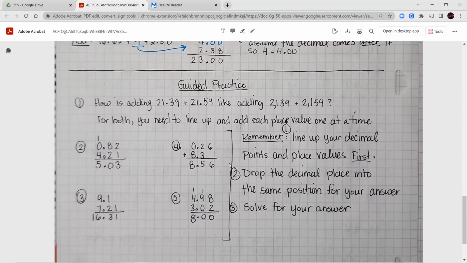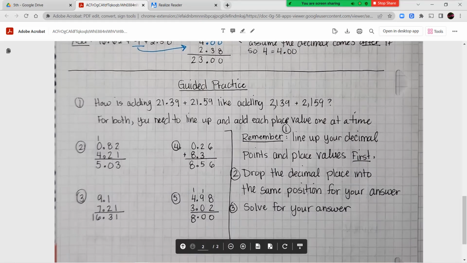For number 2, we're going to go ahead and add these numbers as well. We have 82 hundredths plus 4 and 21 hundredths. Again, line up your decimal points. 2 plus 1 is 3. 8 plus 2 is 10, so I put a 0. I carry that 1. 1 plus 4 is 5. So my answer here is 5 and 3 hundredths.